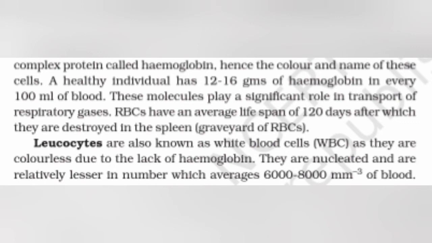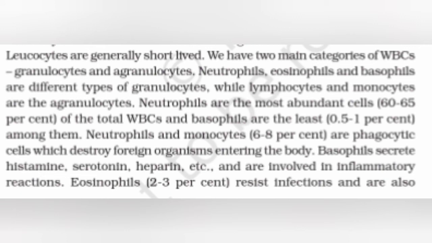Next is leukocytes. Leukocytes are also known as white blood cells, WBCs, as they are colorless due to lack of hemoglobin. They are nucleated and are relatively lesser in number, which averages 6,000 to 8,000 per millimeter of blood. Leukocytes are generally short lived. We have two main categories of WBCs: granulocytes and agranulocytes. Neutrophils, eosinophils, and basophils are different types of granulocytes, while lymphocytes and monocytes are the agranulocytes.